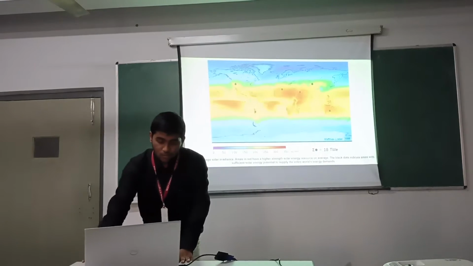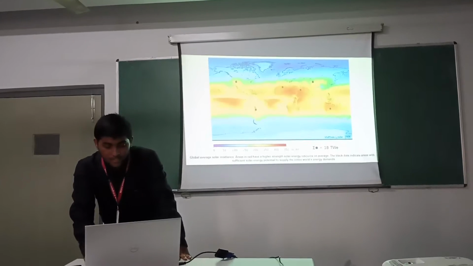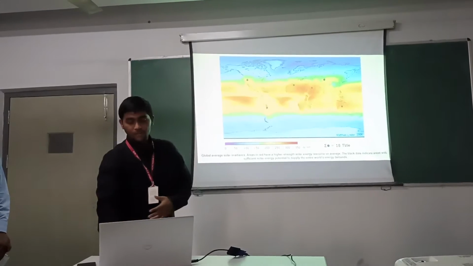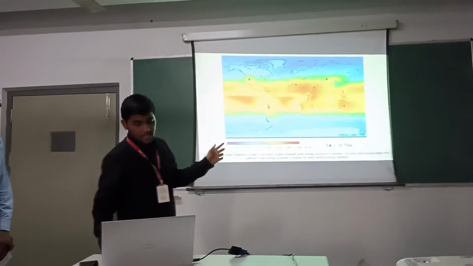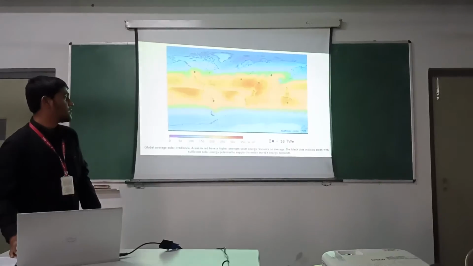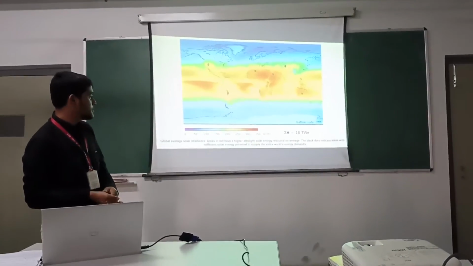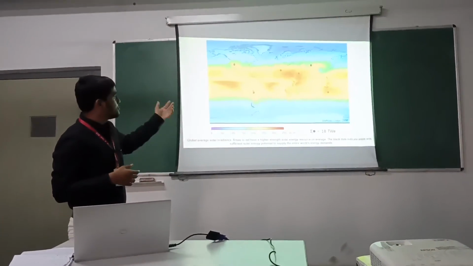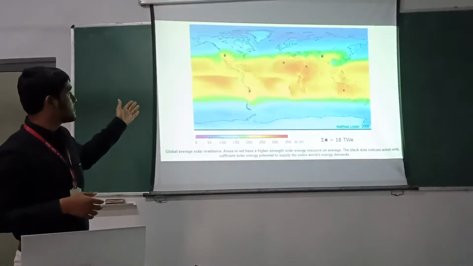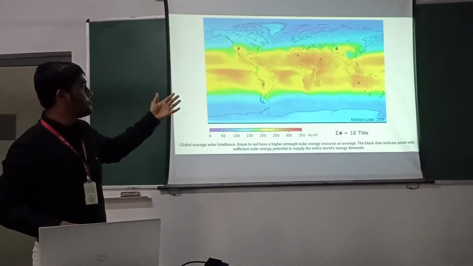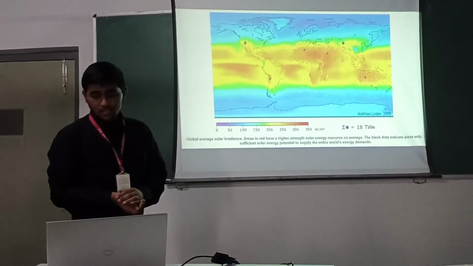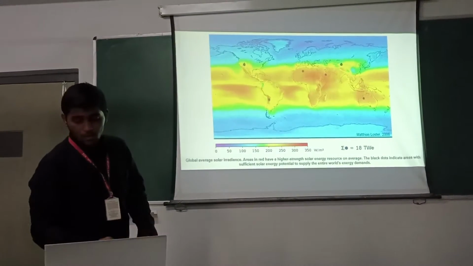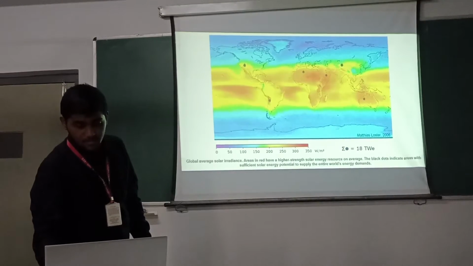Next is the global average solar radiance. Areas in red have a higher strength than solar energy resources on average. The black dots indicate areas with sufficient solar energy potential to supply the world's entire energy demand. As you can see, the black dots are present in North America, the South American continent, the African continent, the Middle East and Asia. These are the areas where the solar potential is maximum, which can fulfill the world's demands.